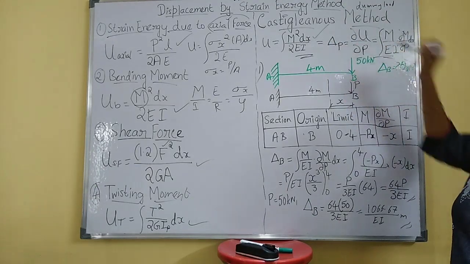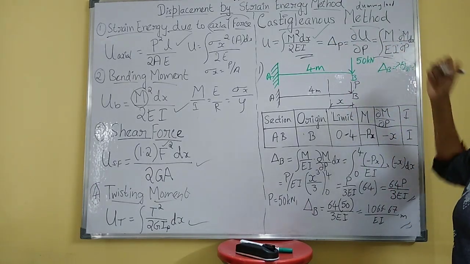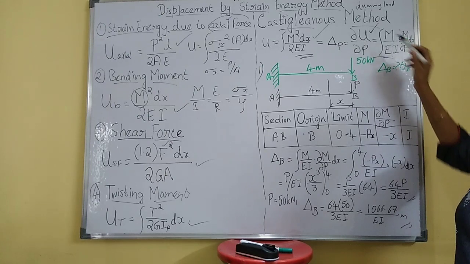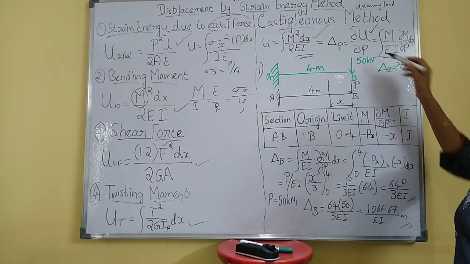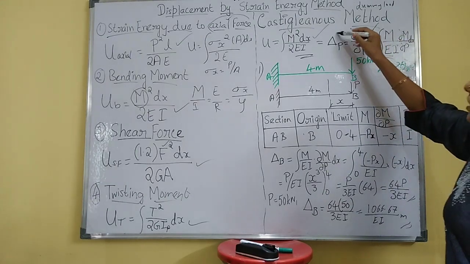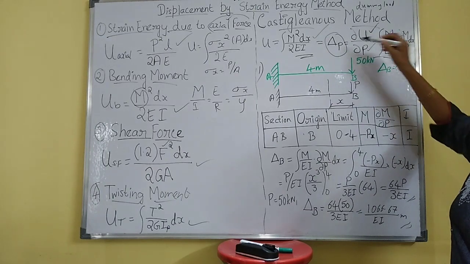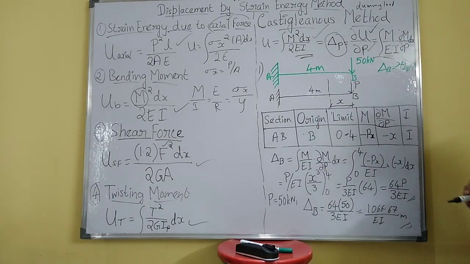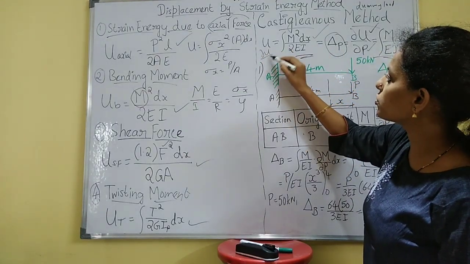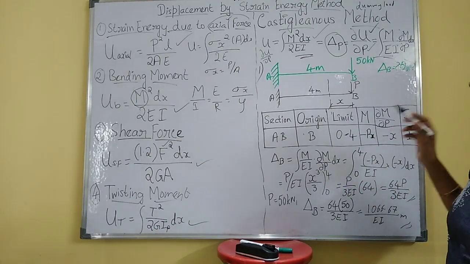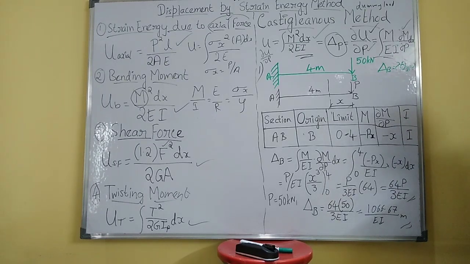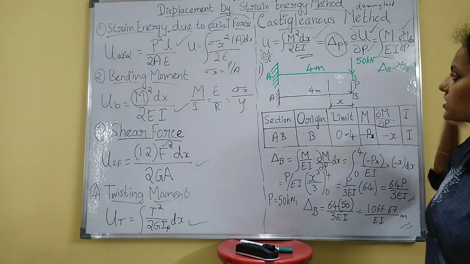According to Castigliano's method, the partial derivative of the strain energy due to any load P is nothing but the displacement at that point in the direction of that load. So you do the partial derivative, that is dou U by dou P, and you will have this equation: the integral of M by EI into dou M by dou P, into dx. Next we will see the first problem.